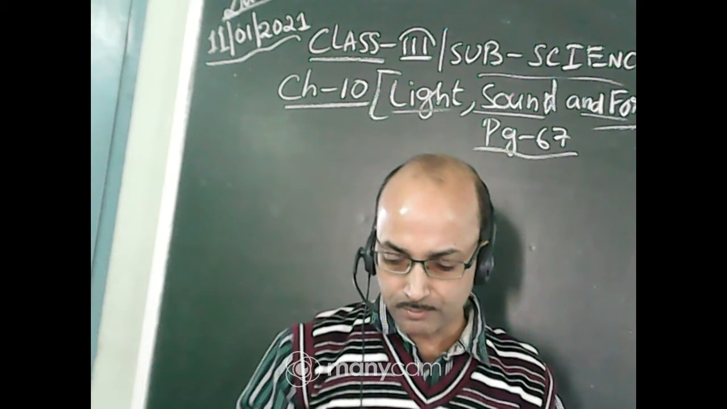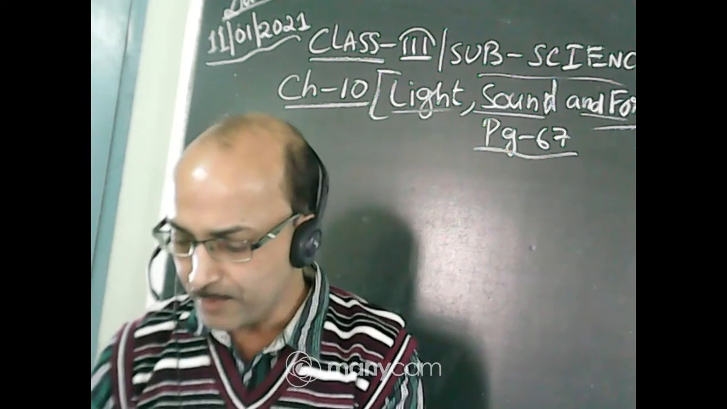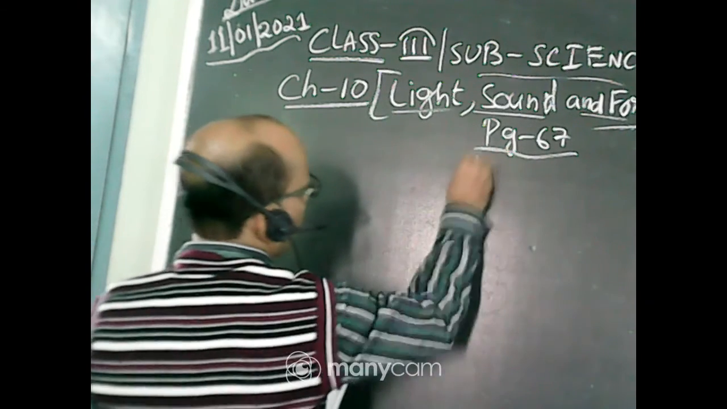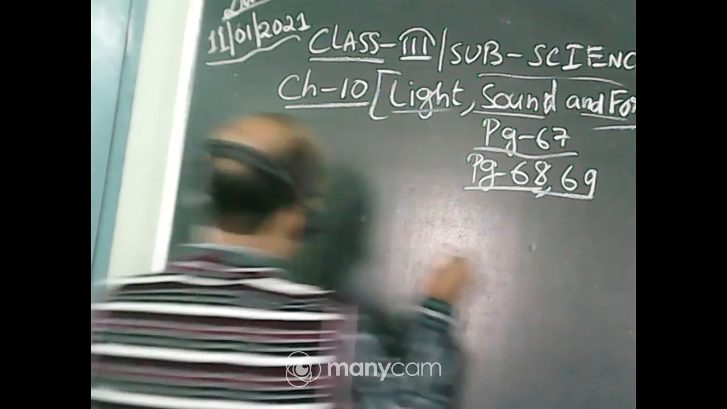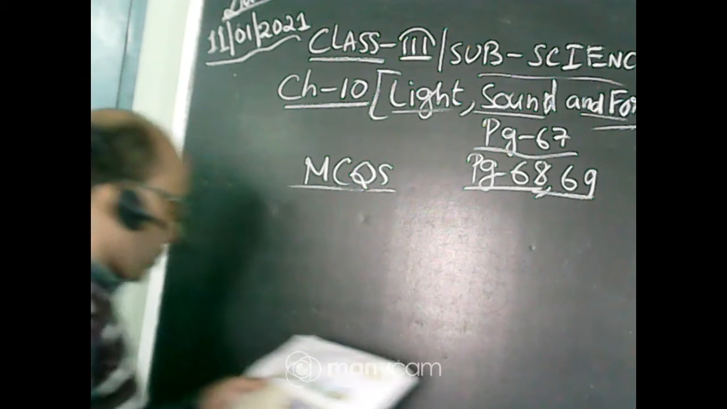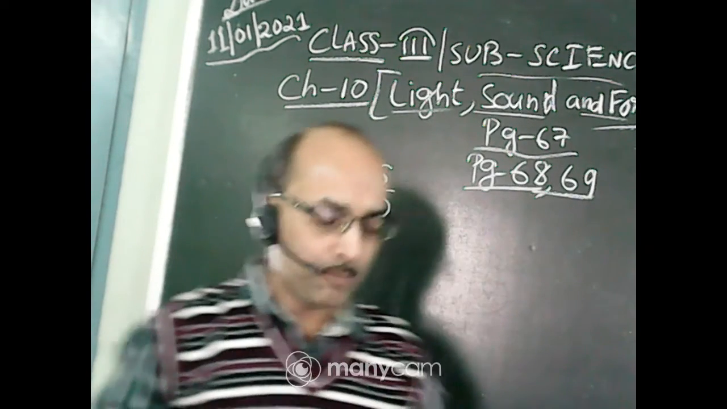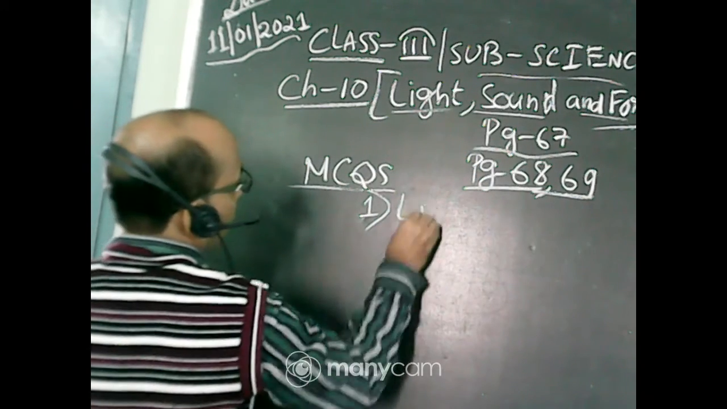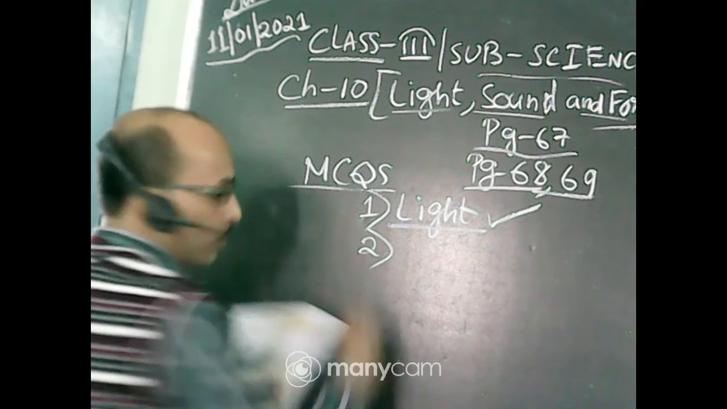Then we have also discussed the MCQ given on page number 68, 69. We have also solved that in our previous class. I'll discuss it once more. Number 1 MCQ, what will be the answer? We can see things with the help of light. So light is the correct answer. You will tick mark it.